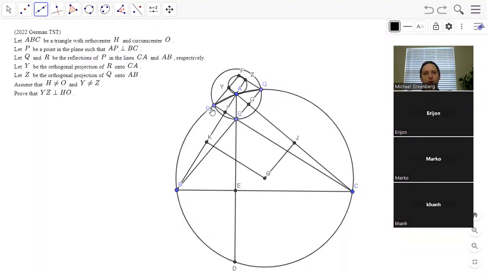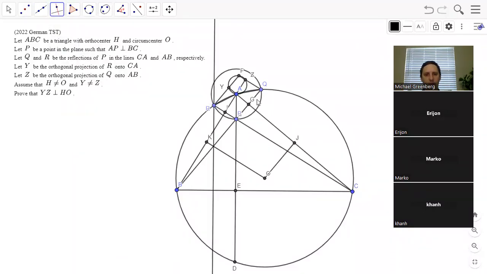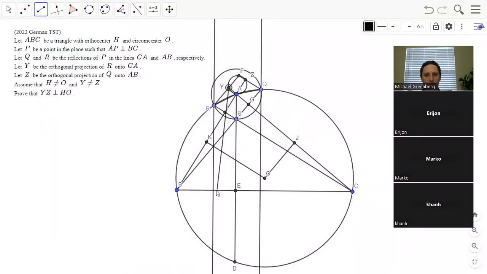Can we do anything with Simpson lines? So let's see, maybe it's worth drawing the perpendicular from R to BC, because we know Y and I would be collinear with that. And then same with Q. So YI is going to be collinear with this point by the Simpson line. And ZG is going to be collinear with this. Let's just see if that helps. And we know AR equals AQ. I don't know if that does much.